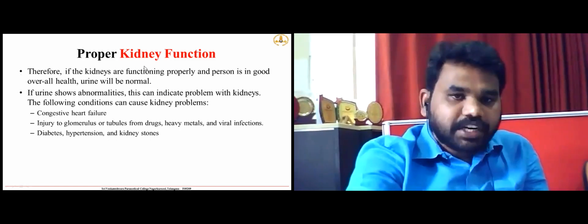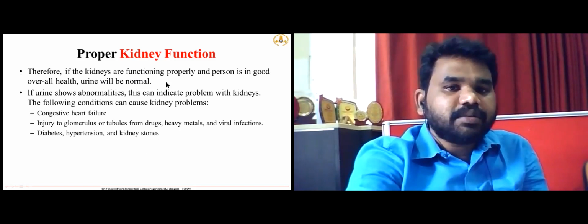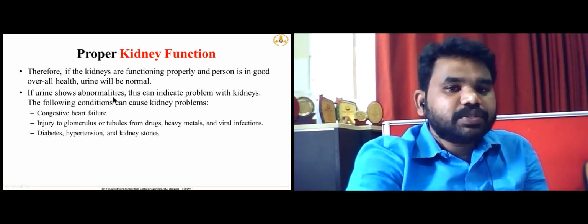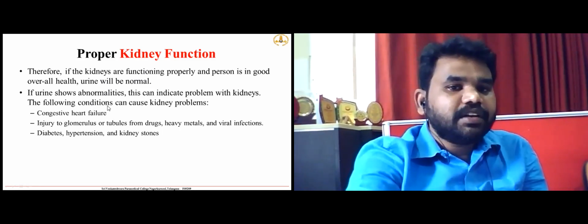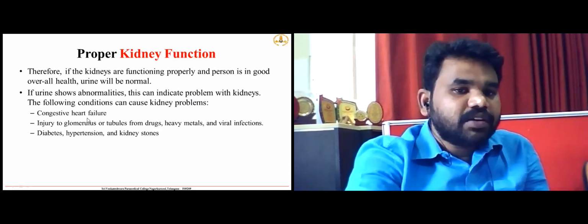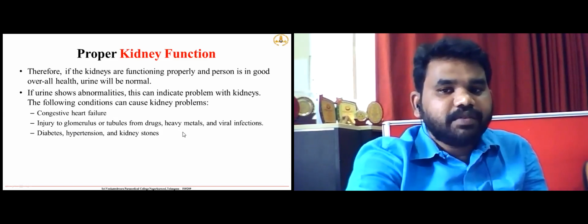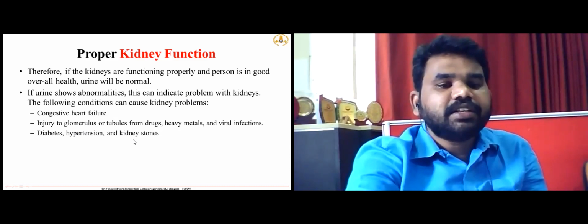Therefore, if the kidneys are functioning properly and the person is in good overall health, the urine will be normal. If urine shows abnormalities, this can be an indication of a problem with the kidneys. The following conditions can cause kidney problems: congestive heart failure, or injury to the glomerulus or tubules from drugs, heavy metals, and viral infections, or diabetes, hypertension, and kidney stones.